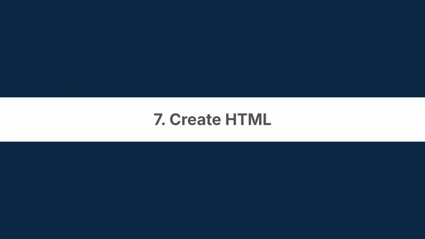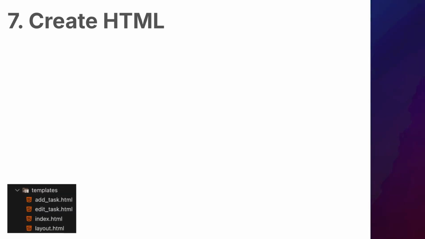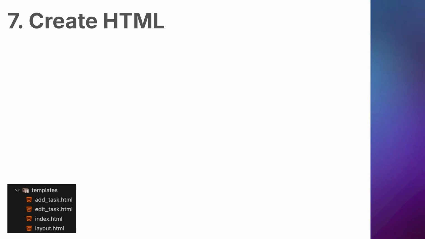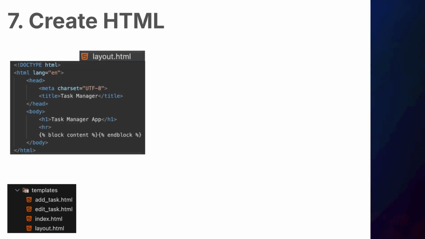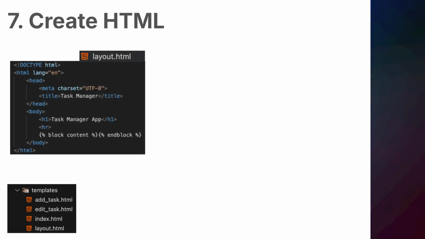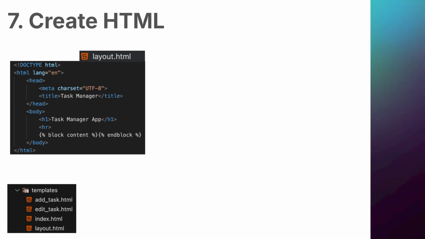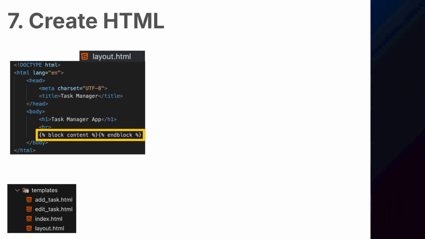Step 7, create HTML files. Let's prepare placeholders for HTML. In this project, we will use the same layout across multiple pages, so we can use block and extends. Let's quickly walk through each file. First, layout. This is the base layout that all other pages will extend. It contains shared structure like a head section and basic styling. Block allows each child template to insert specific content. Then we can avoid repeating the same HTML code in every page.